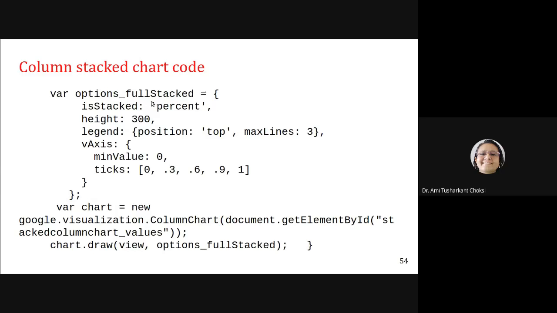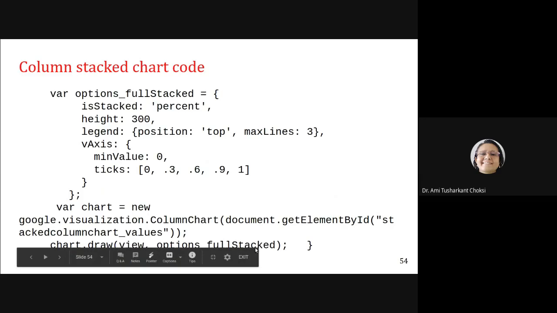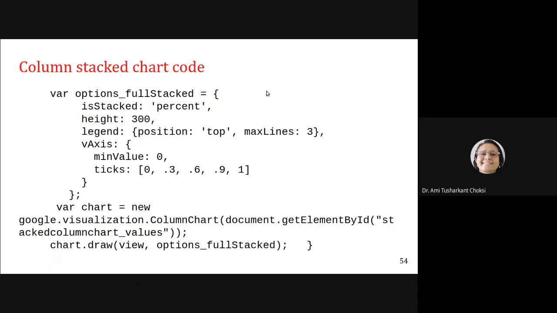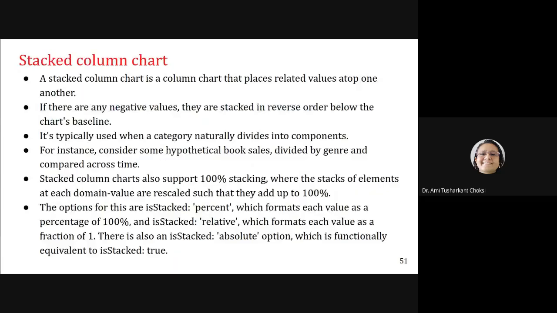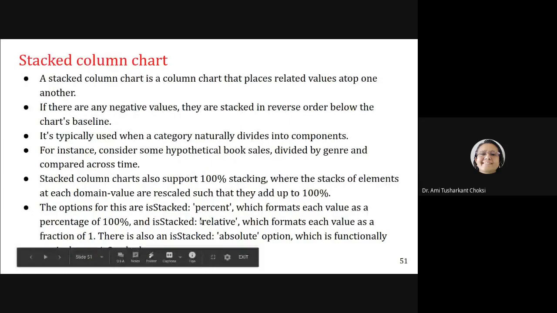The only thing is you need to pass it to the chart.draw function call, so there we need to specify it. As we want to have the stacked chart, we need to specify isStacked: percent, or absolute, right? We have seen, or relative, any of these things we can specify.